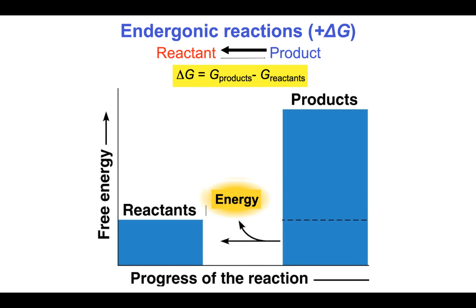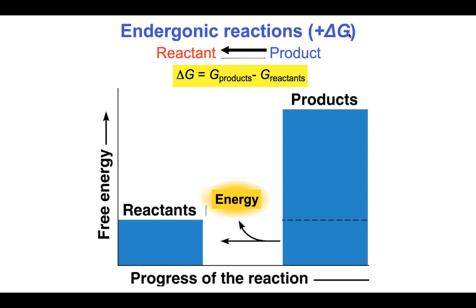Now, let's take a look at the opposite. Here are our reactants, and here's the energy of our products. So we have a situation where we have more energy in our products than we do in our reactants. So our delta G, products minus reactants, is actually going to be a positive delta G. We call this sort of reaction an endergonic reaction. And as written from left to right, it does not run.